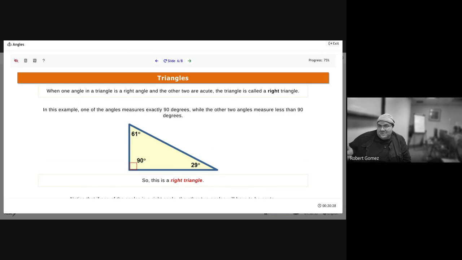So we've looked at three types of triangles. We've looked at an acute triangle, where all three angles have to be less than 90 degrees. We looked at an obtuse triangle, where we have one angle that is usually wide open and more than 90 degrees, and the other two are less than 90 degrees. And then we have the right triangle, where one angle is 90 degrees.